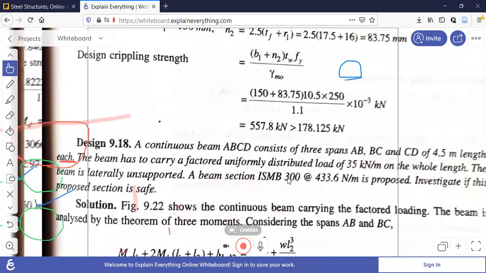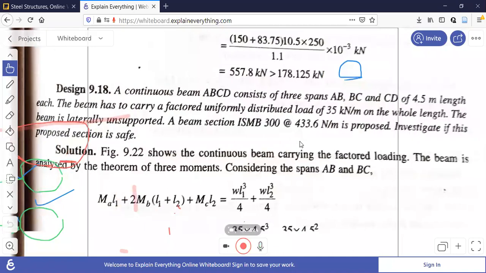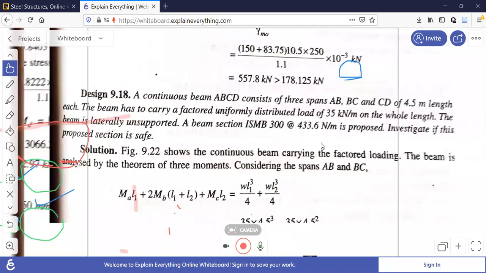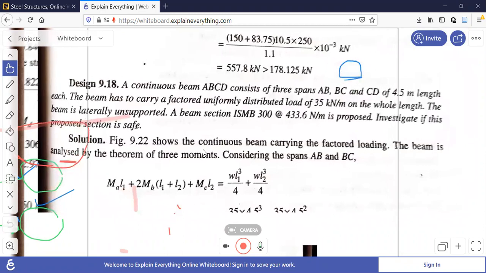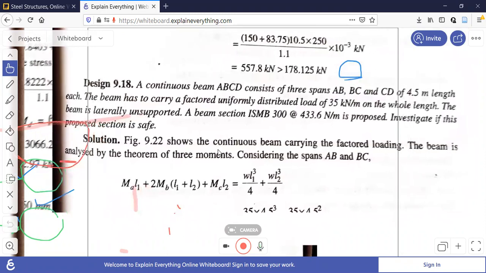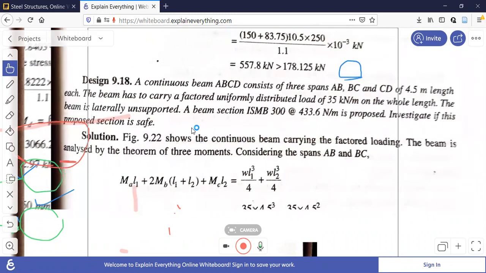Observe this one here. Ultimately, I want you people to solve this problem. Once you can solve this one, I will go to module 2. If you say that you can solve this example, that is: a continuous beam ABCD consists of 3 spans, 4.5 meter length each. The beam has to carry a factored UDL of 35 on the whole length. The beam is laterally unsupported. A beam section ISMB is proposed. Investigate if this proposed section is safe.